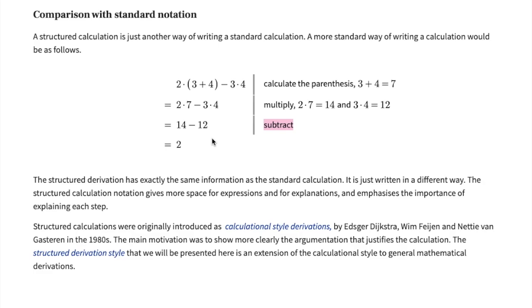Structured calculations were originally introduced as calculational style derivations by three computer science researchers, Edsger Dijkstra, Wim Feijen, and Netty van Gasteren, in the 1980s. Their main motivation was to show more clearly the argumentation that justifies a calculation. Our presentation here and the course will focus on structured derivation, or the structured derivation style, which is in fact an extension of the calculational style to more general mathematical derivations.